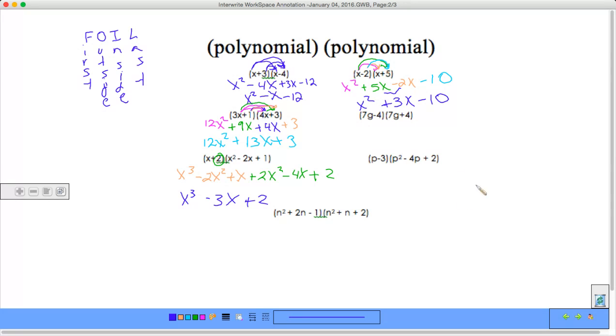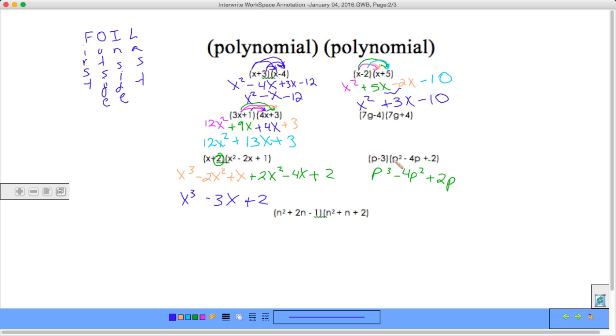Okay, moving on over. Get this one right here. I'm going to start by distributing. So p times p squared is p to the third. P times -4p is -4p squared. And then the last one, so p times 2 is 2p. Then we move over. So we have multiplied this first term by all 3 terms. Now we need to multiply the second term by all 3 terms.